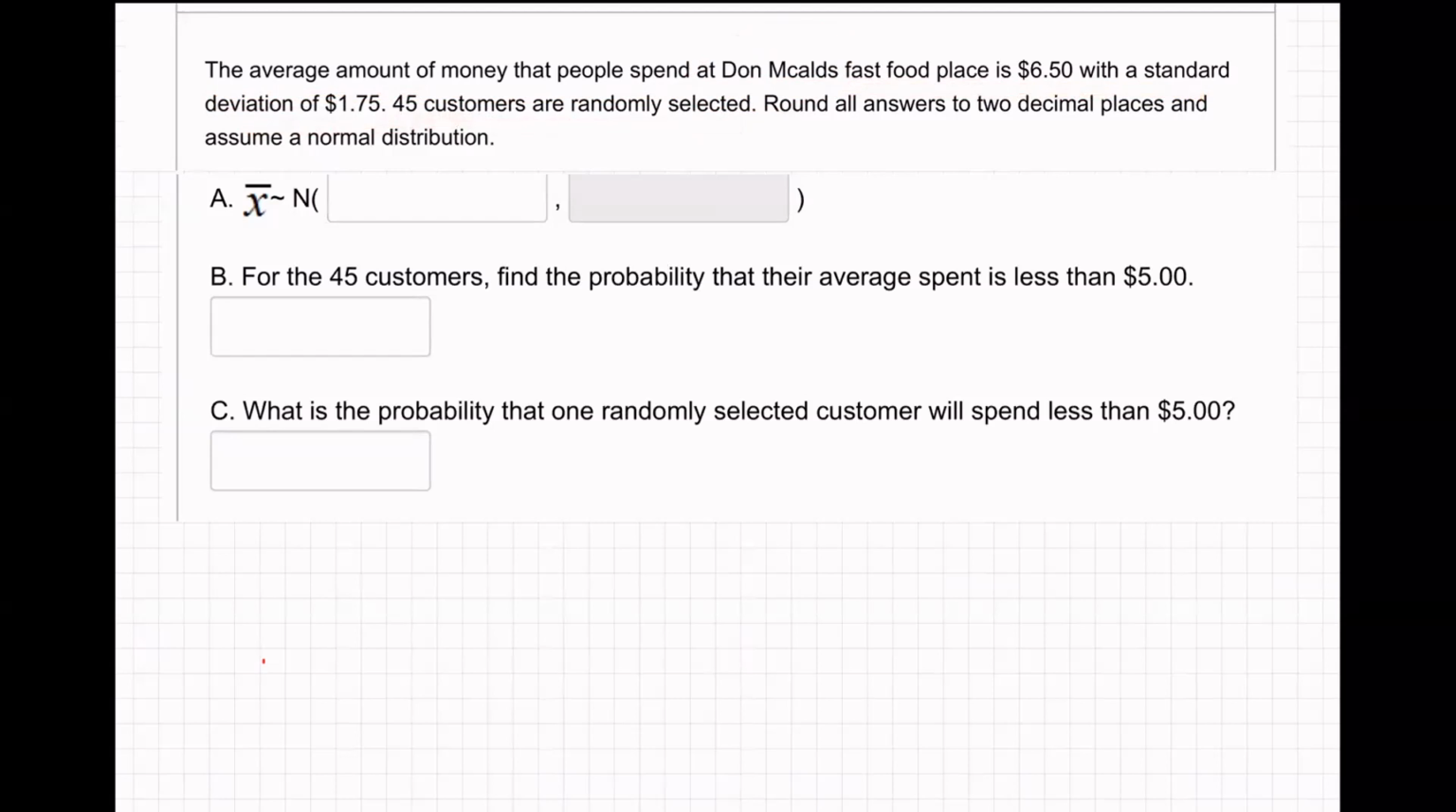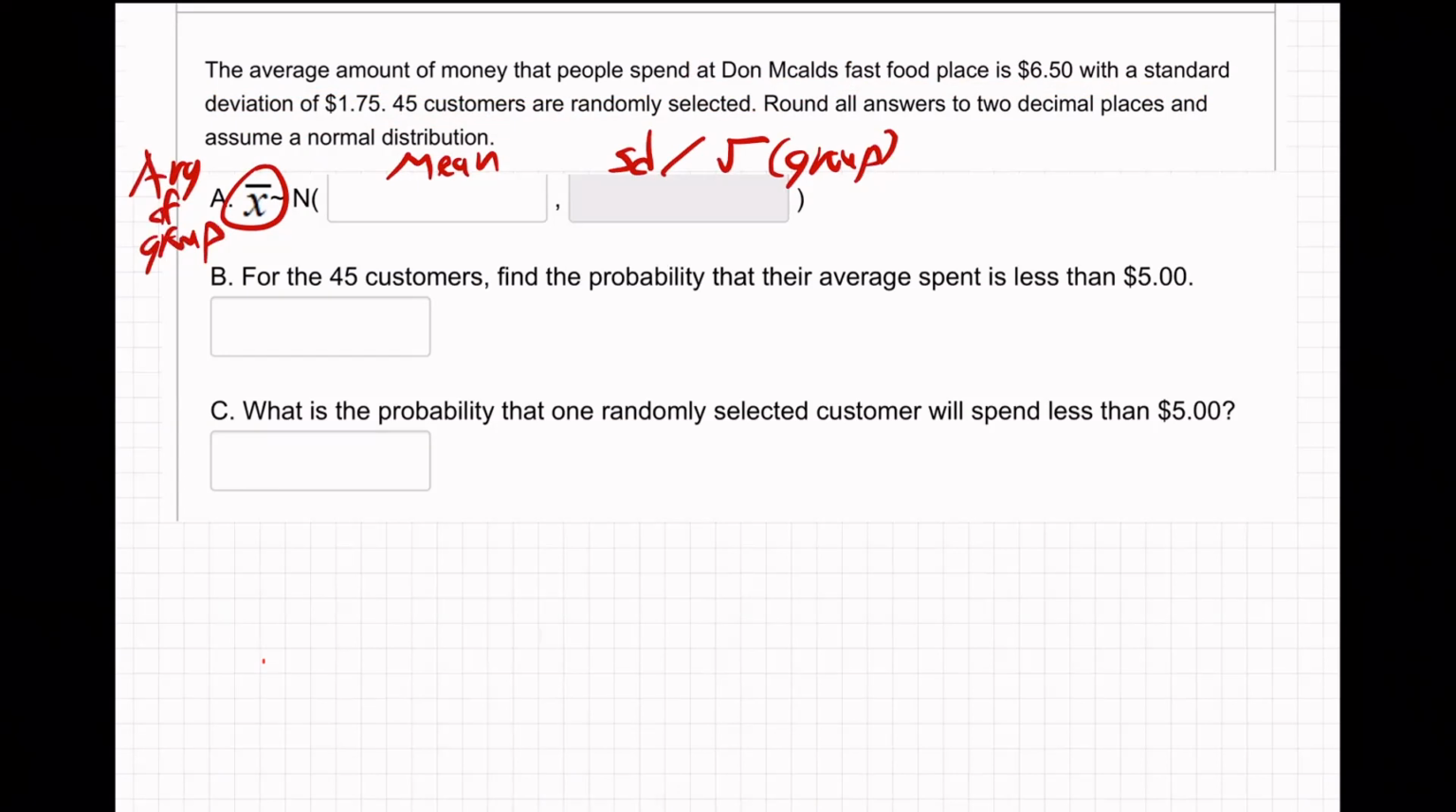Okay, you know what we always do here, right? We always put the mean. And normally we put standard deviation, but this one's going to be standard deviation divided by the square root of the group size. Why? Because X bar means the average of a group, doesn't it? Whenever they give you X bar, they want the normal distribution for a group. X bar, with the bar over it, means the average of a group.